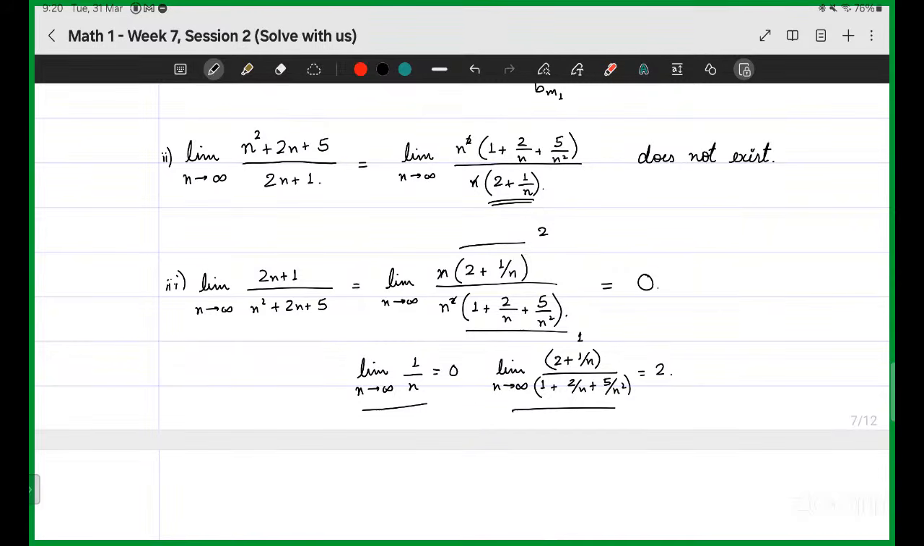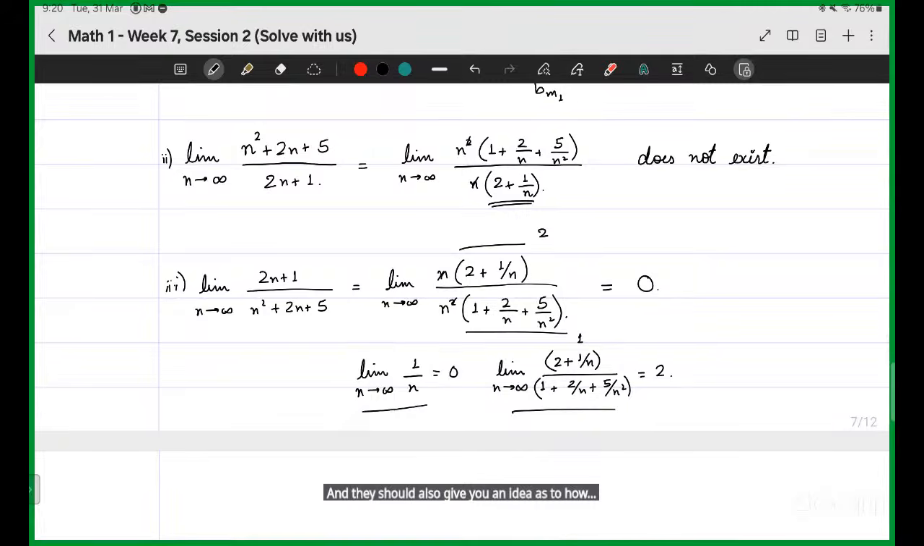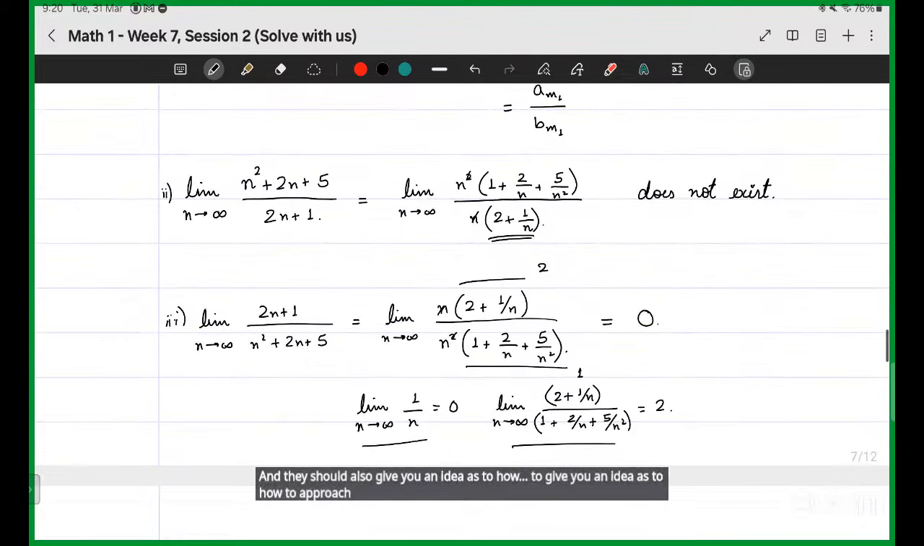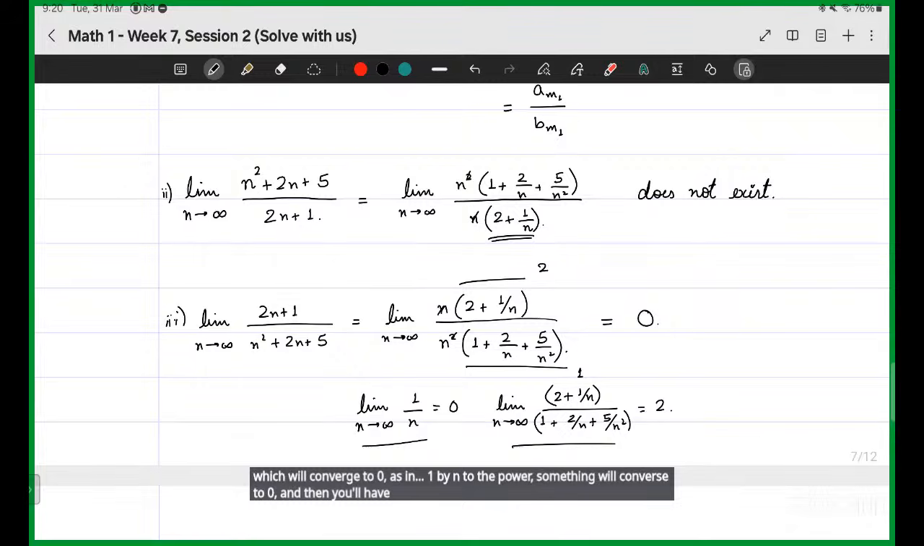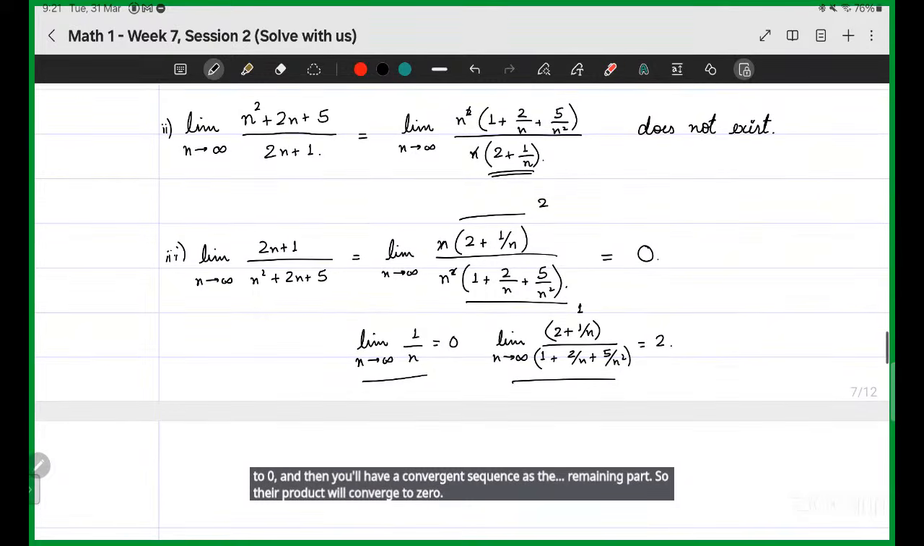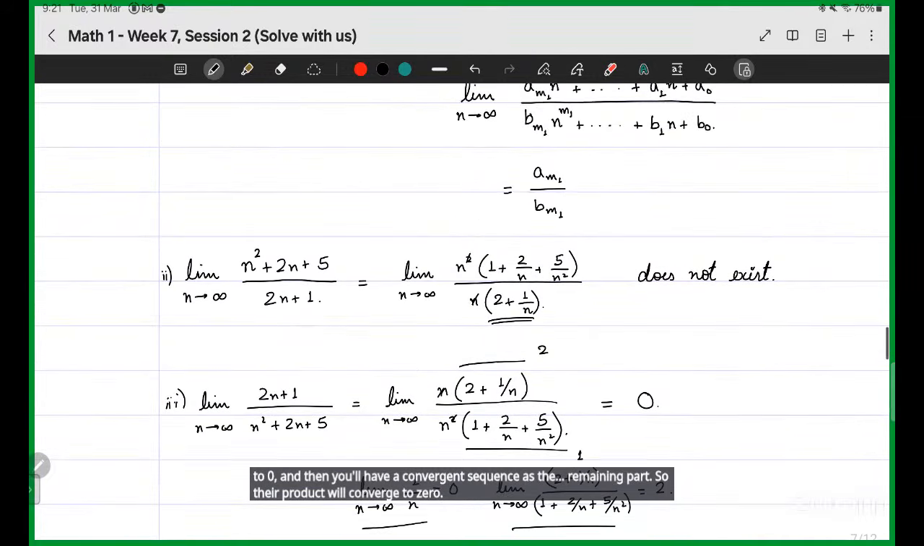Yes, sir. And this should also give you an idea as to how to approach the general case. You will be left with some power of n in the denominator, which will converge to 0, as in 1 by n to the power something will converge to 0, and then you'll have a convergent sequence as the remaining part. So their product will converge to 0 anyway. All right.